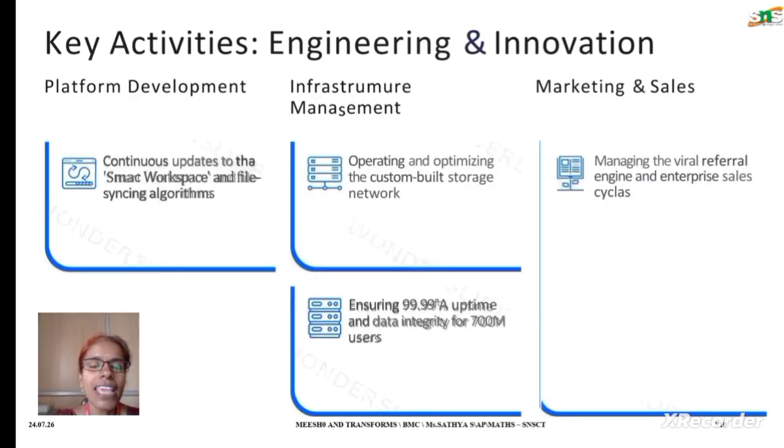The next thing is key activities, which is in the engineering and innovation part. The first thing is platform development, the second is infrastructure management, and the third is marketing and sales. The first involves continuous updates to the smart workspace and the file syncing algorithms. The next is operating and optimization, to ensure 99% uptime and data integrity for 700 million users. The next thing is managing the viral referral engine.